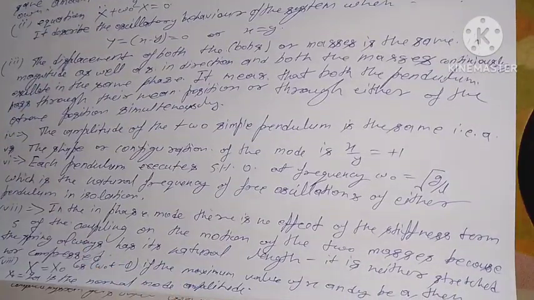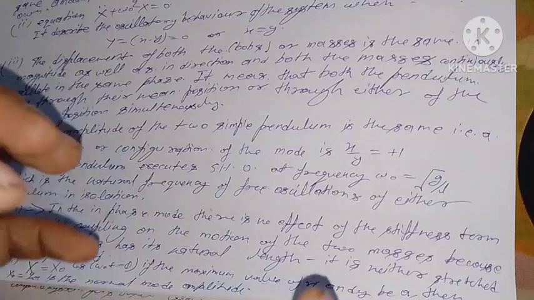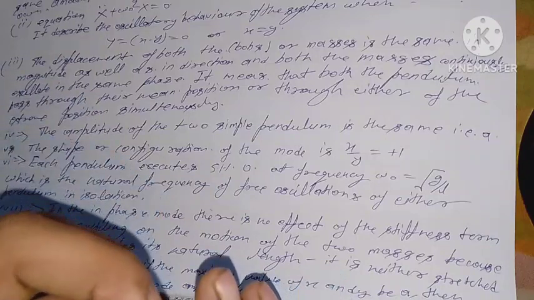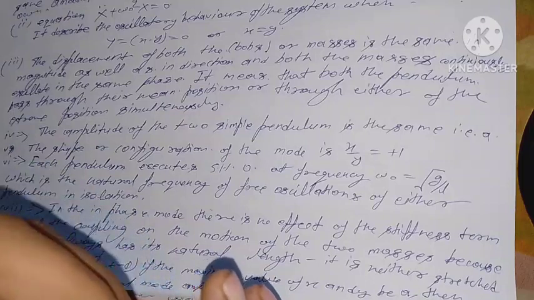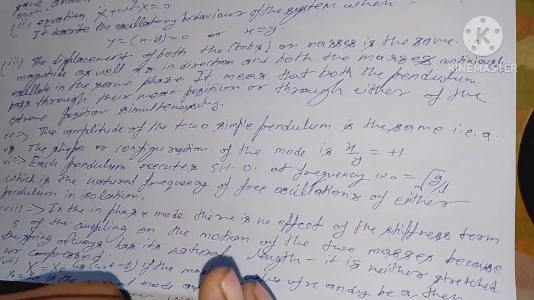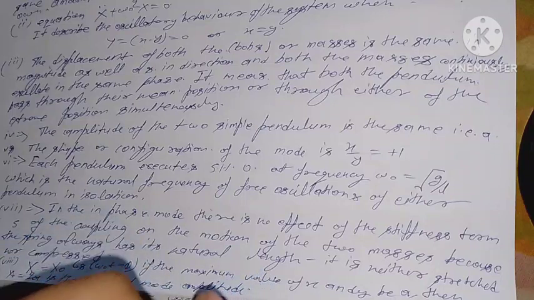In-phase and out-of-phase modes of vibration: characteristics. There are two types of vibration modes: first is the in-phase mode and second is the out-of-phase mode. Characteristics of the in-phase mode: first, the in-phase mode can be excited by displacing the bobs of the two pendulums to the same side by the same amount and then letting them oscillate purely on their own.